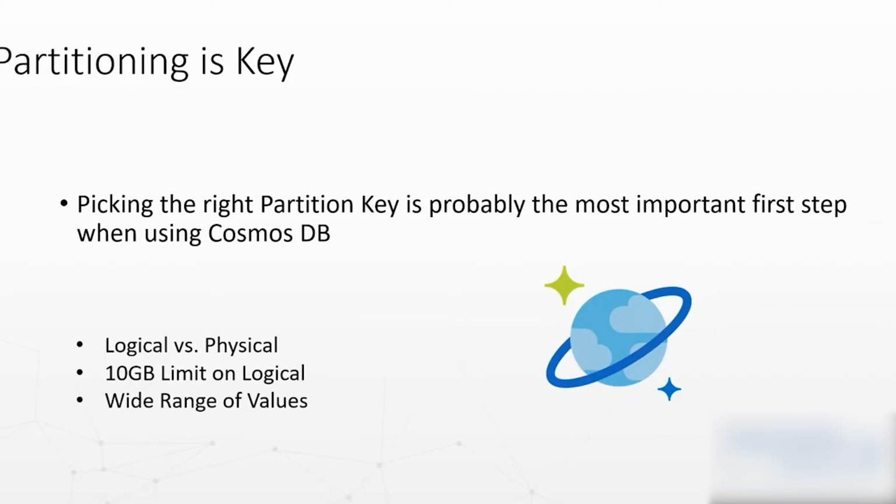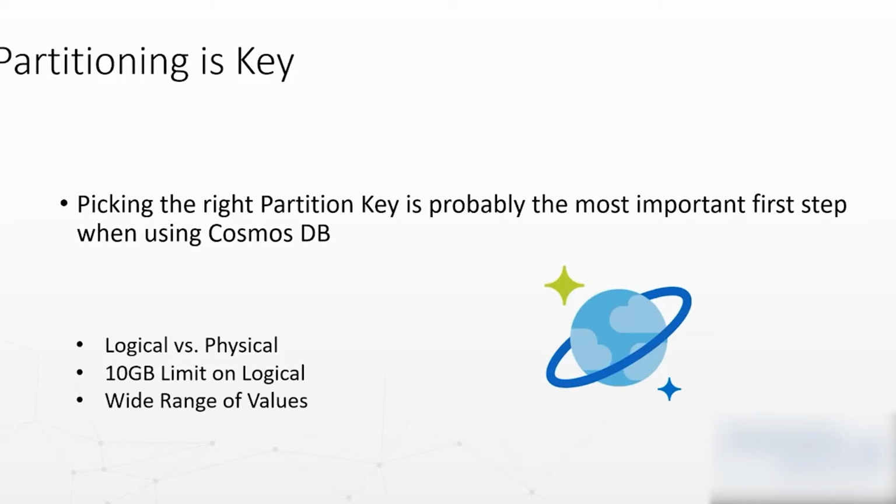Now, there's one thing to note with the logical partition, that it's limited to 10 gig. So for us, that wasn't necessarily a concern. Having more than 10 gig of JSON information for one particular store was probably not going to be an issue, but it is something you need to consider.